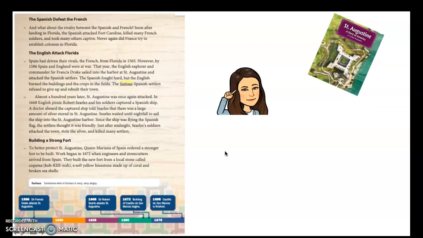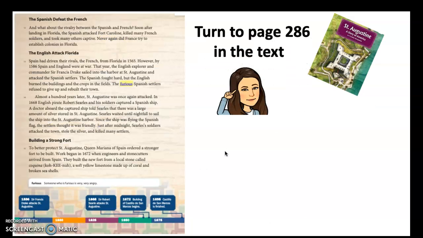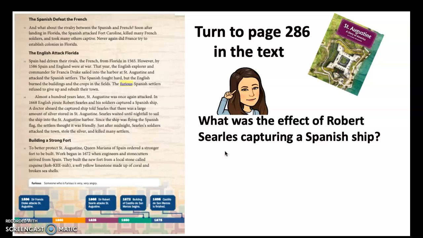Let's try another one. Go ahead and turn to page 286 in your text and review the page with your partner. With your partner, I want you to think about what was the effect of Robert Searles capturing a Spanish ship. Talk with your partner about what the effect was of Robert Searles capturing a Spanish ship. Press play when you're ready to continue.